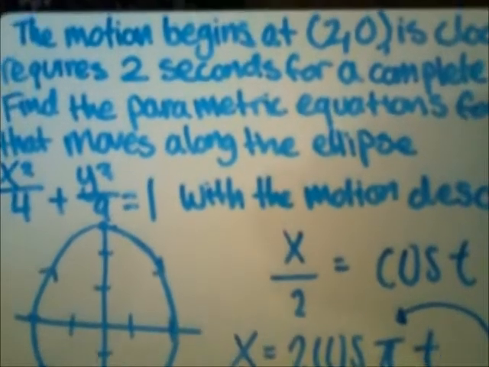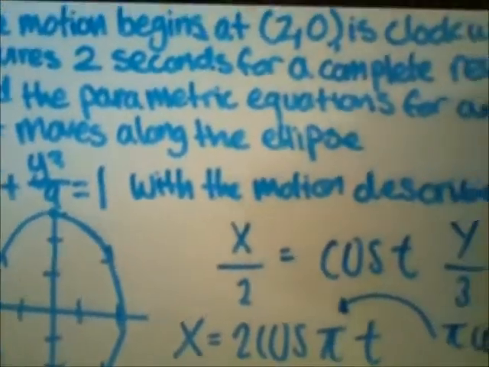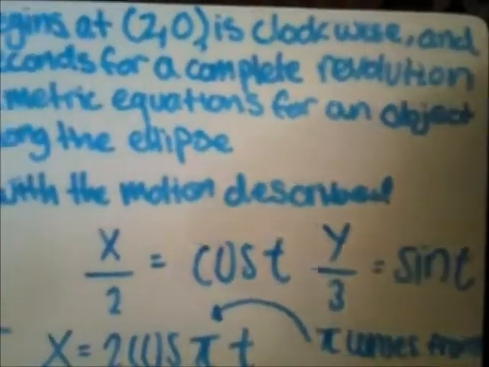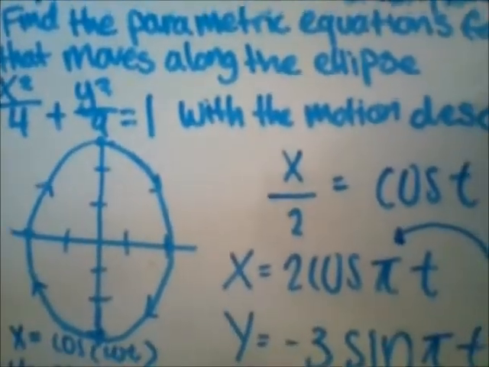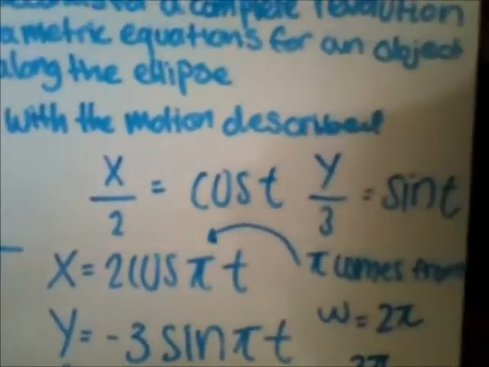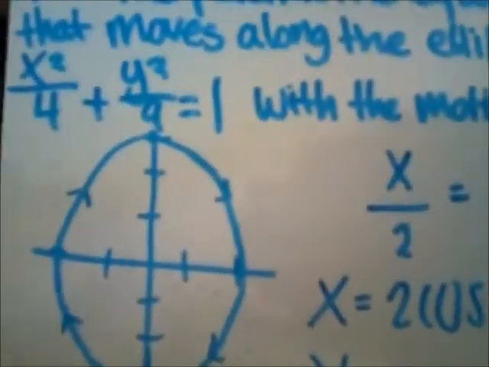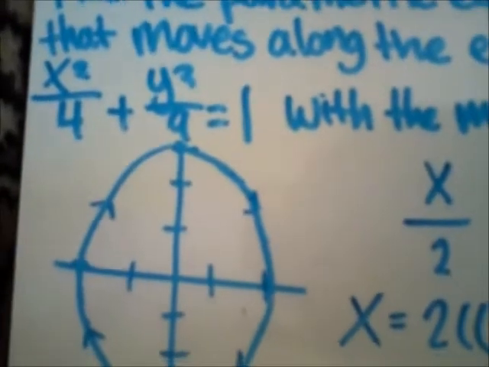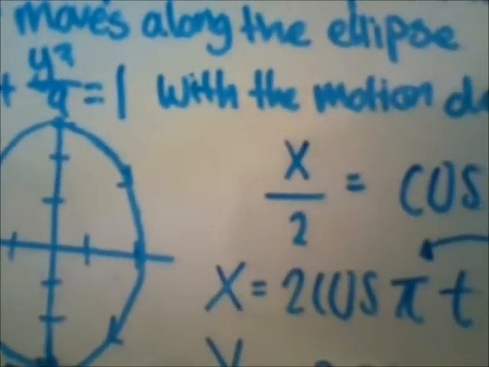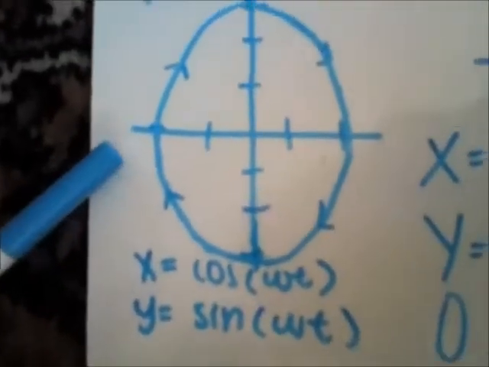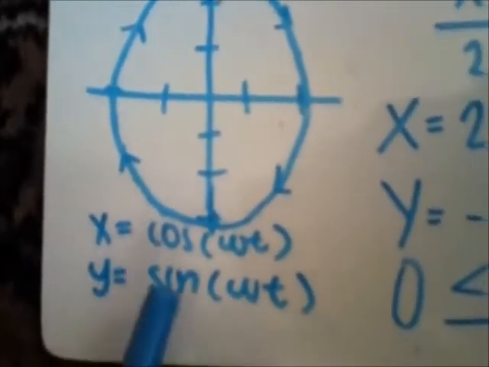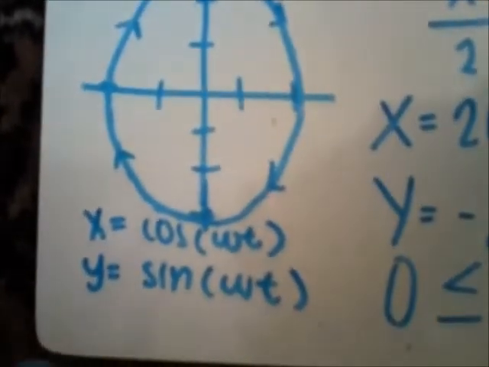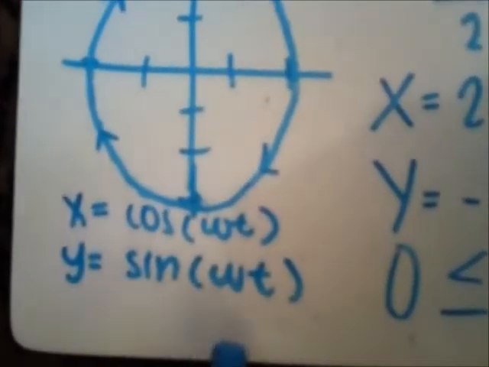For this problem, the ellipse motion begins at the point 2, 0, is clockwise, and requires 2 seconds for a complete revolution. We are trying to find the parametric equations for an object that moves along the ellipse x squared over 4 plus y squared over 9 equals 1 with the motion described. Here is the graph of the ellipse. We're trying to convert it into the parametric equations of x equals cosine omega t and y equals sine omega t.